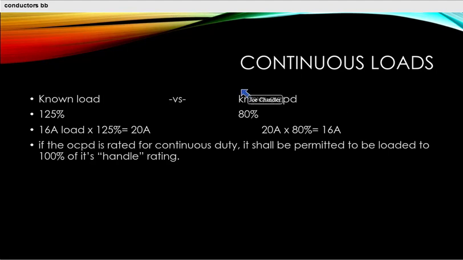So this is where I have a breaker and I want to know how much stuff I can put on it. Well, I'll take a 20 amp breaker, find 80% of it, and come up with 16 amps. That's the maximum amount of continuous load that I can put on that overcurrent device. So again, it all depends on where you're coming from.